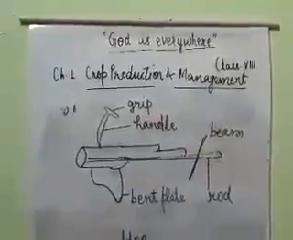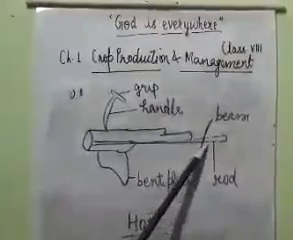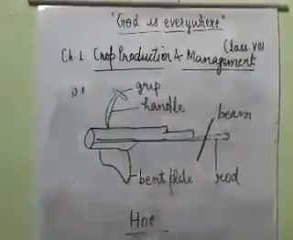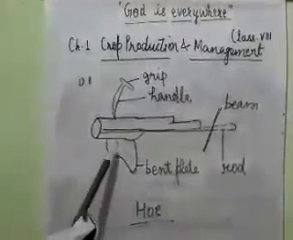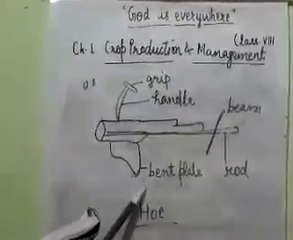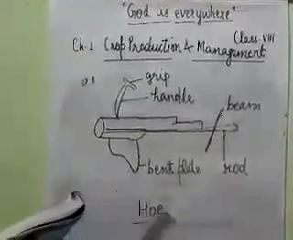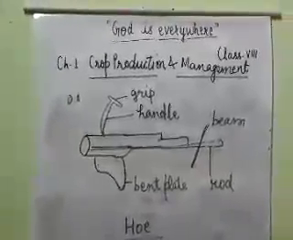This is the diagram of a hoe. A hoe consists of a long rod of wood or iron with a broad, strong iron plate attached to one end. This bent plate acts as a blade, and it is useful for loosening the soil and removing weeds.